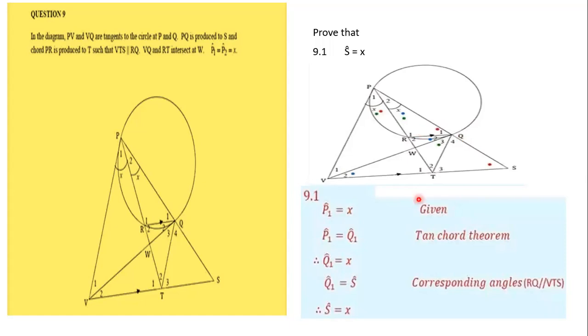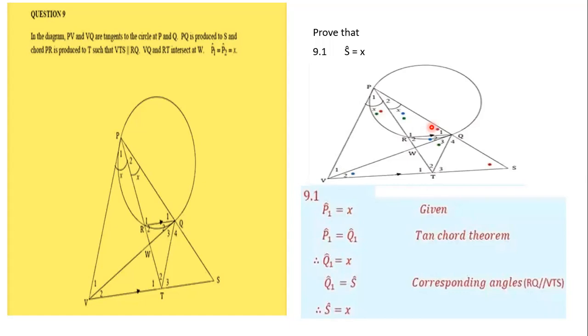So if you may recall from the grade 11 textbook, we have the theorems there from 1 up to 9. All the theorems we must know by heart. It is very important that you know them. So theorem 9 talks about the tan chord theorem.